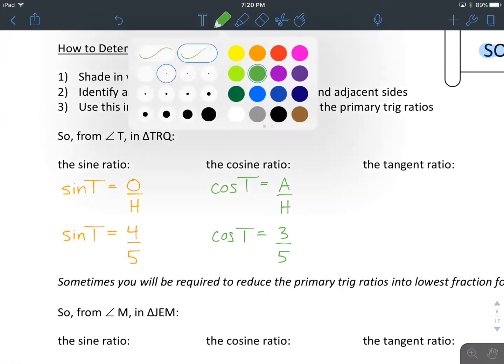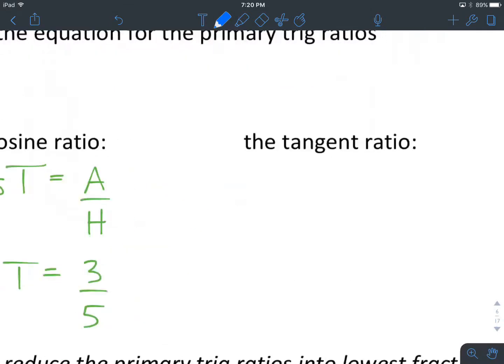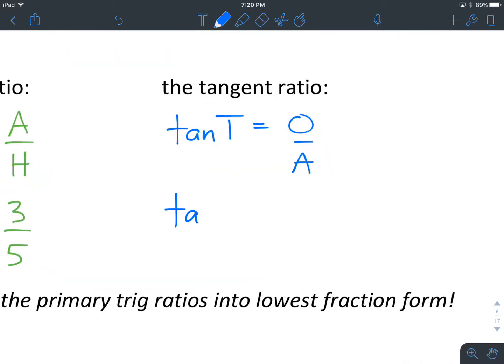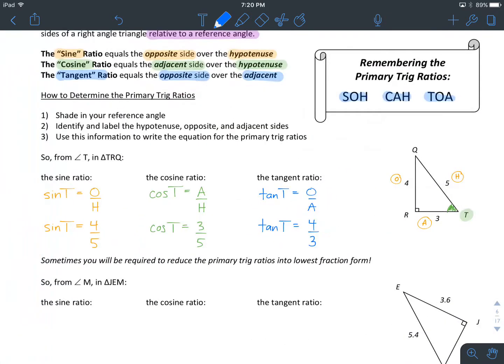Let's try the last one, which is the tangent ratio. So the tangent, or tan, of angle t is equal to the opposite side over the adjacent side. Now let's have a quick look over at our triangle. Our opposite side is 4. Our adjacent side is 3. So for us, the tangent of angle t equals 4 over 3. And again, this is a fraction in lowest terms, and I've included my reference angle, so that one is finished too. So this is how you go about determining the primary trig ratios for a right angle triangle.